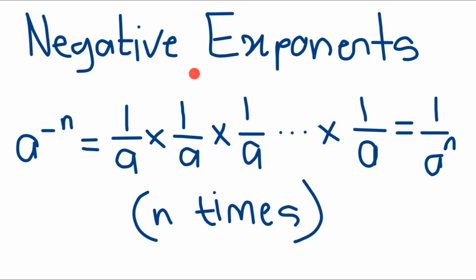Now this whole thing can be further simplified as 1 over a to the power of n, because 1 times 1 times 1 times 1 will give you 1 there, and then a times a times a, going on to the last term, which is a, will give you a to the power of n. n being the number of times this gets repeated.